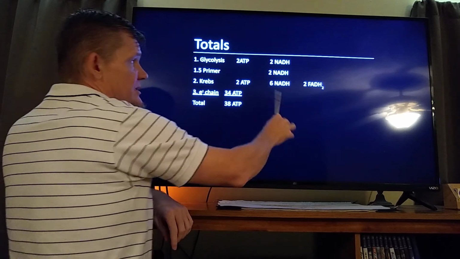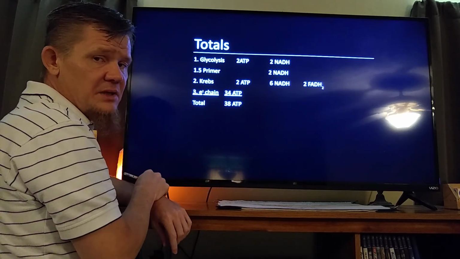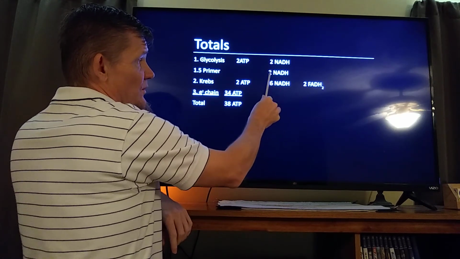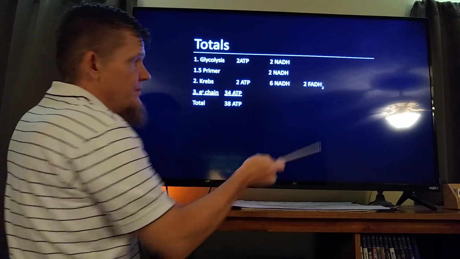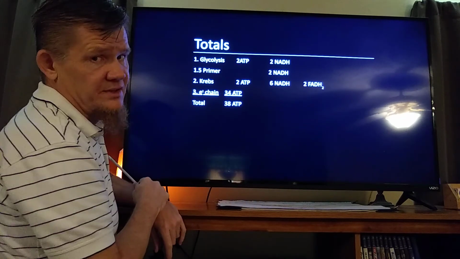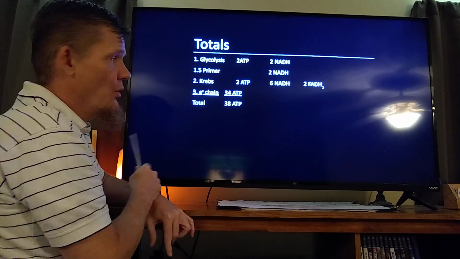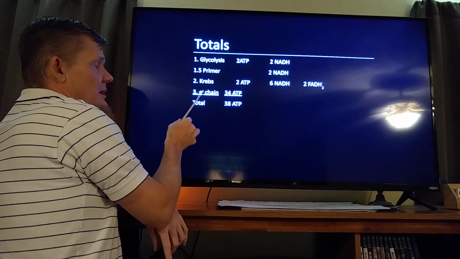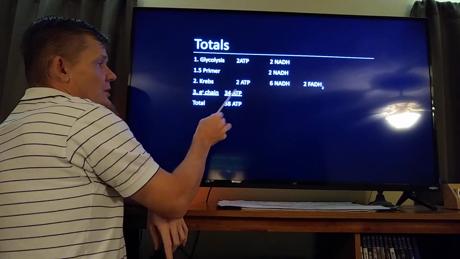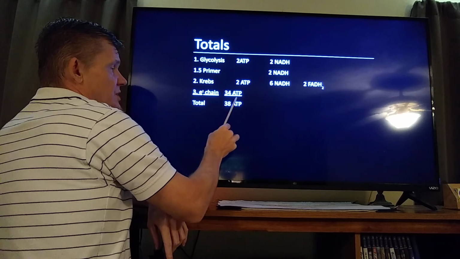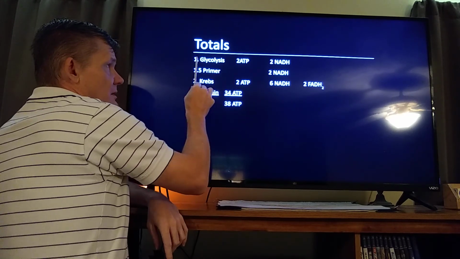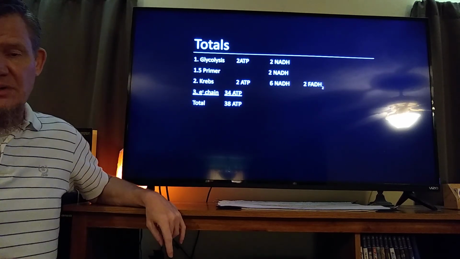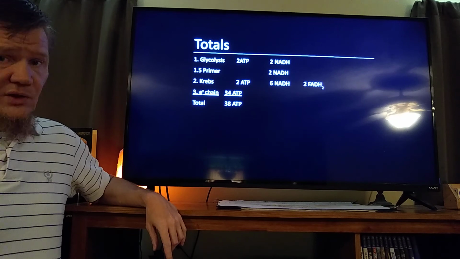Each one of these NADHs is worth 3 ATP, a $3 tip. I've got 2, 4, 10 of them. 3 times 10 is 30. Each of the FADH2s is only a $2 tip, and I have 2 of them, so that's 4 more. So 34 ATP is how many we make in the electron transport chain. The 34 from the electron transport chain plus the 4 from step 1 and step 2 means I get a total of 38 ATP for 1 molecule of sugar. 38 ATP.